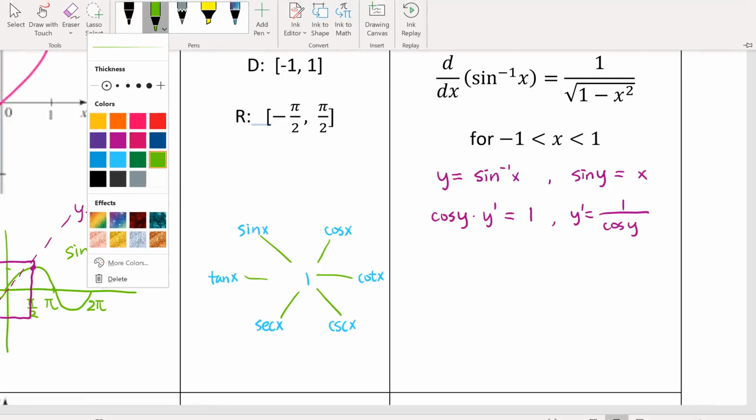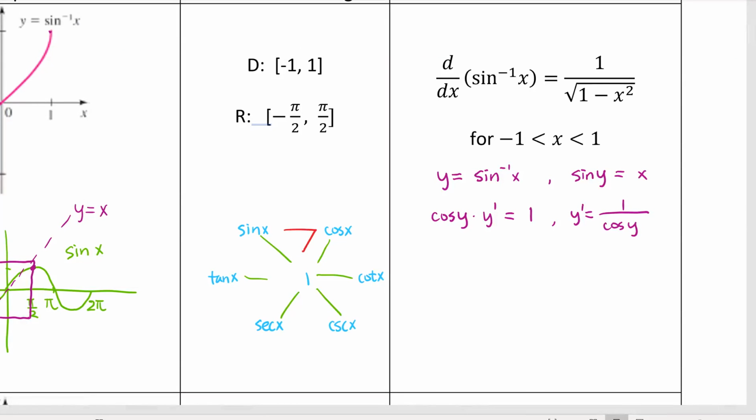And there are 3 upside down triangles. This one, and this one. The sum of the squares of the upper 2 corners is the bottom square. So for this triangle, we have sine squared plus cosine squared equals 1. For this triangle, tangent squared plus 1 is secant squared. In this triangle, 1 plus cotangent squared is cosecant squared.